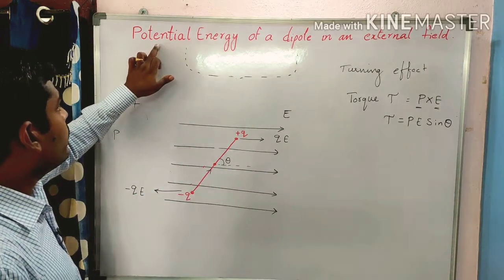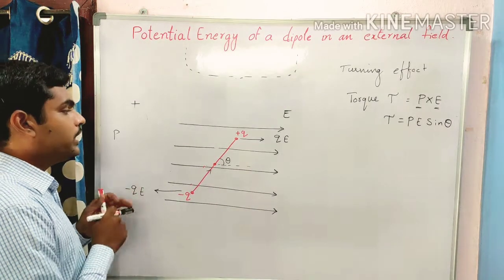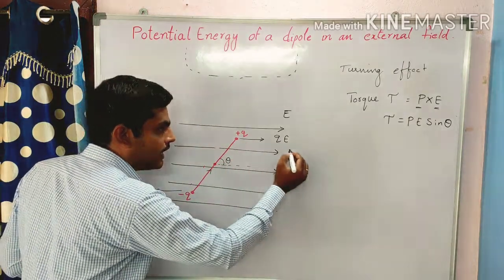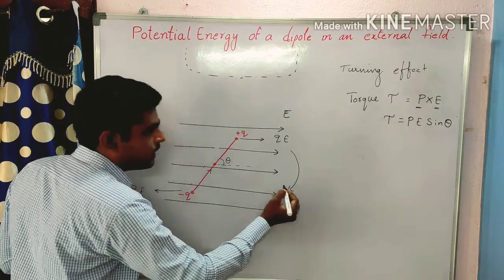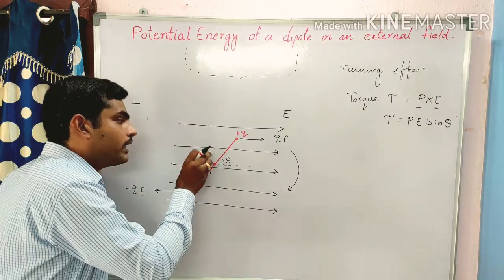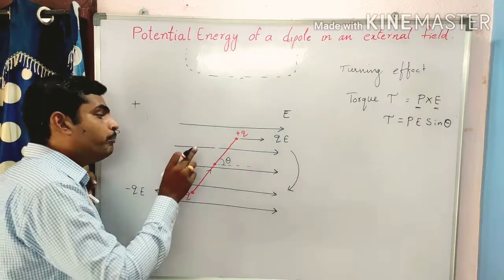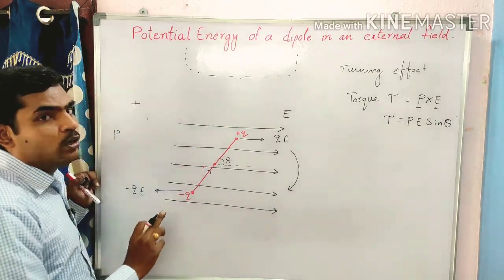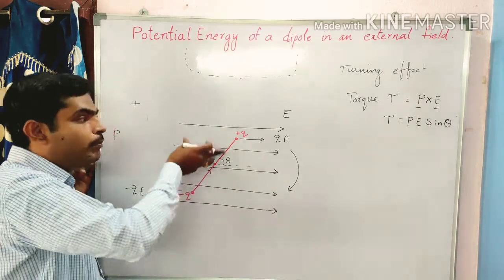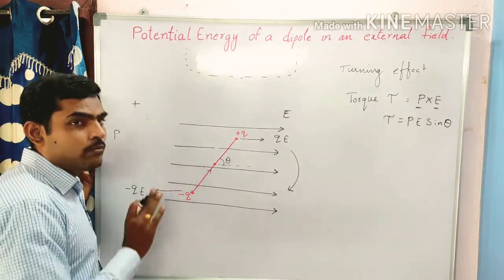Now you are going to learn potential energy. How do we find the potential energy? Because of this, a turning effect is created in the clockwise direction. I have to do some work, give some energy to it. So I have to make this dipole rotate in the anti-clockwise direction, opposite to the forces. We have to apply external forces, and whatever work we do is stored as potential energy.